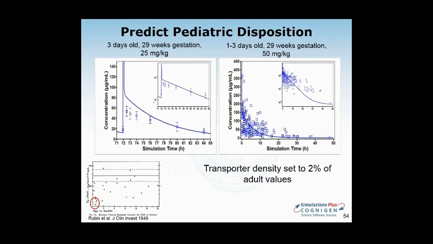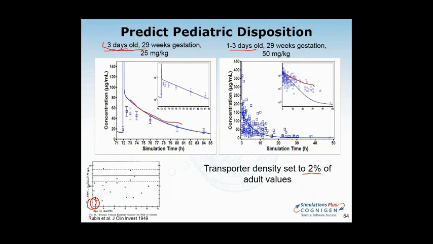And taking this even further to really newborns, we had data for preterm newborns, 29 weeks of gestation, and we had data from 2 different publications for 3 days old and a combination of 1 through 3 days old. And again, if you look at the very low expression levels, we assumed it would be only about 2% of the adult values. Again, it got us close to predicting the CP time profiles for these neonates.